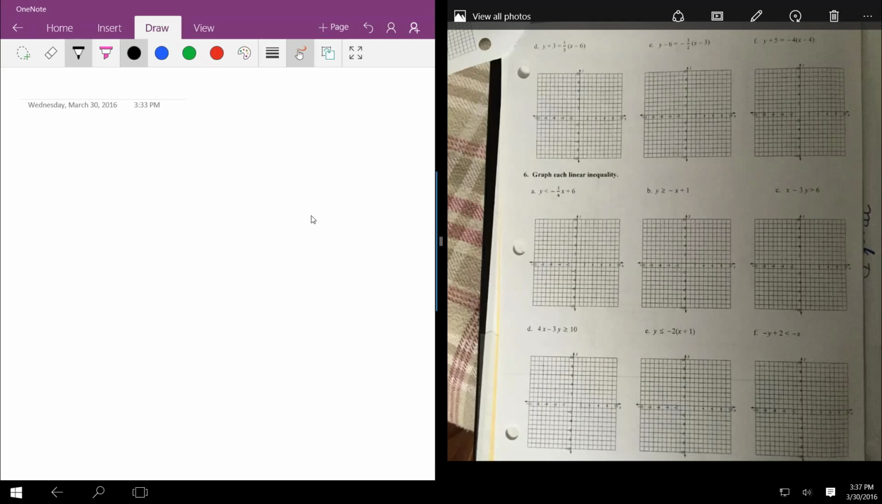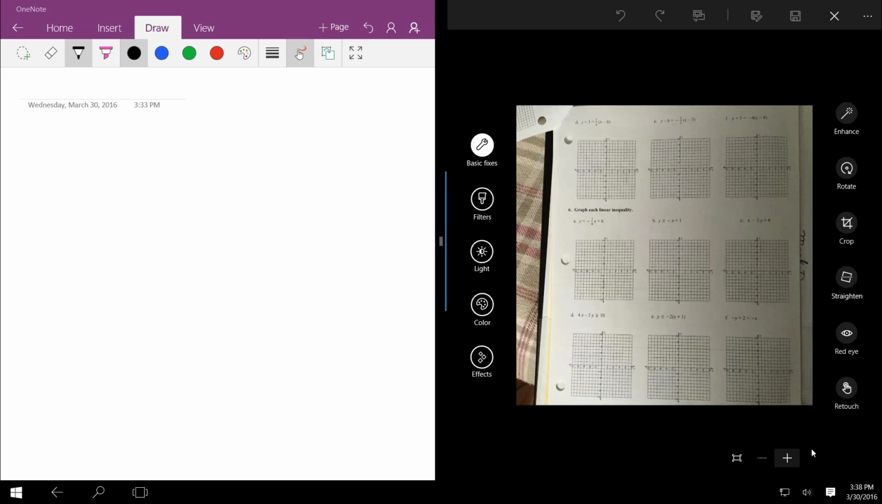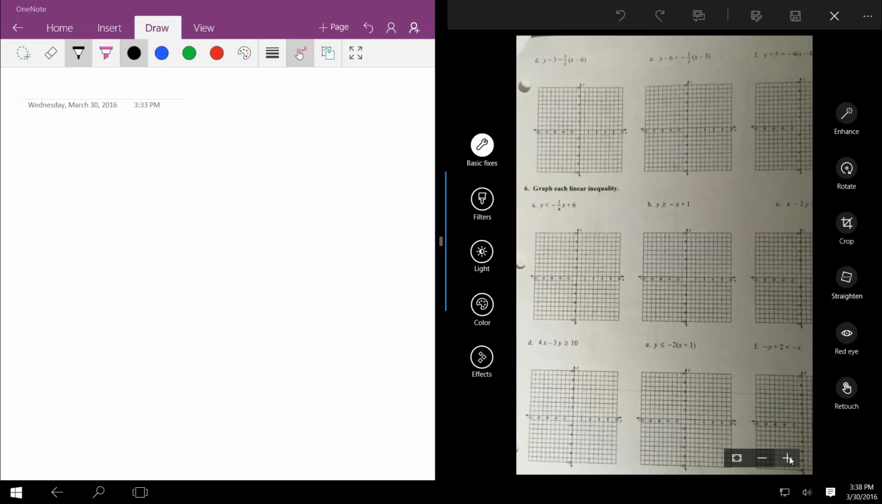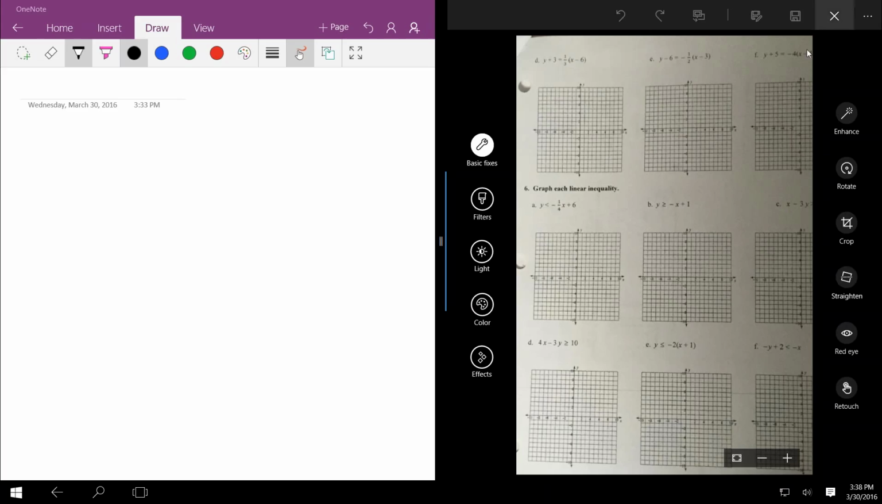Okay, so we're supposed to graph these. Can you read this, or do you need me to blow it up a little bit? If you could blow it up a little bit, that'd be good. Okay. All right. Actually, I'm going to have to go down a notch because I can't see that fourth one.